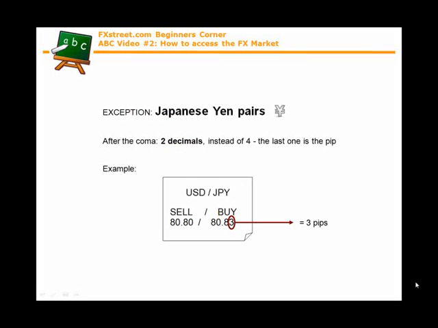This usual 4 decimals concept has an exception: Japanese yen crosses, where prices are presented with 2 decimals. As you can see in this dollar Japanese yen example, the selling price is 80.80, but the buying price is 80.83, those last 3 being the pips named as spread.